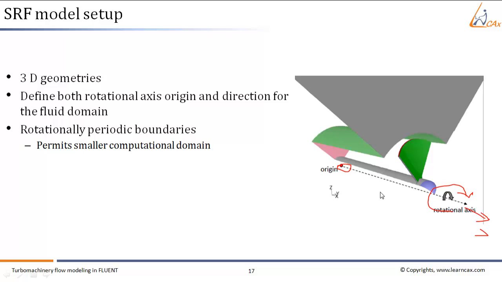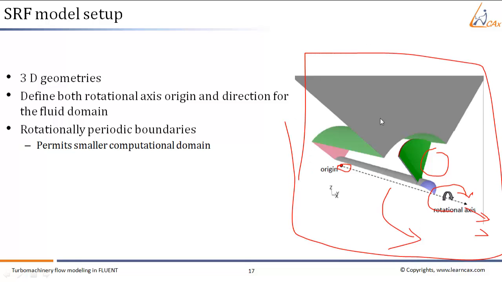Rotationally periodic boundaries are applicable if geometry and flow is periodic, so we can consider only a section which is periodic along the rotation. Using rotationally periodic boundaries, we can use a smaller computational domain instead of actually considering the entire domain. So we consider only part of the domain.